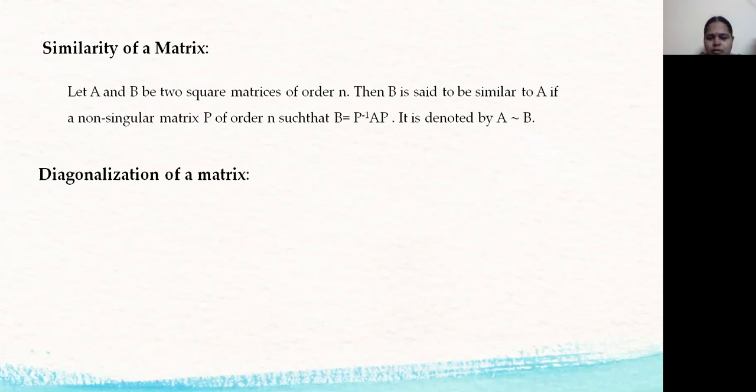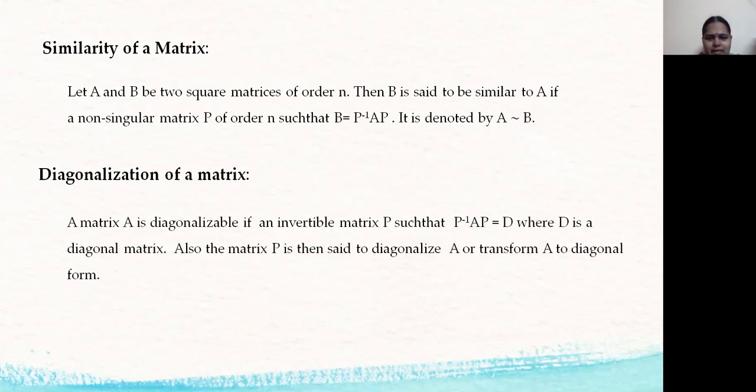Now, diagonalization of a matrix. Suppose we have a matrix A. A can be diagonalized if there exists a non-singular, or invertible, matrix P such that P inverse AP equals D, where D is a diagonal matrix. Then we say that A can be diagonalized as D through the matrix P. The matrix P is then said to diagonalize A or transform A to diagonal form. So this is the diagonalization definition.